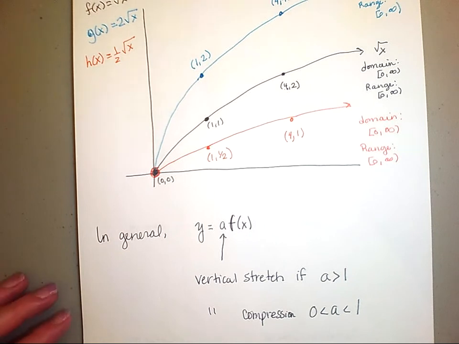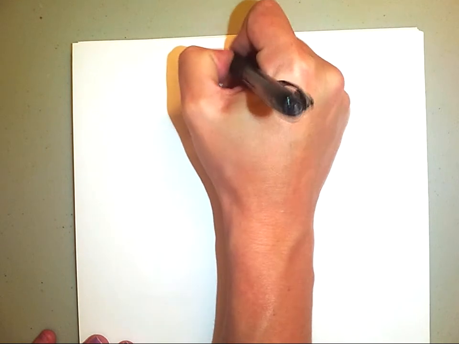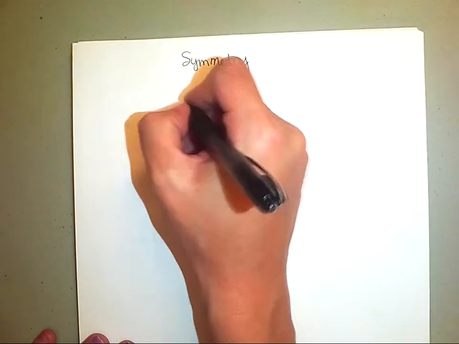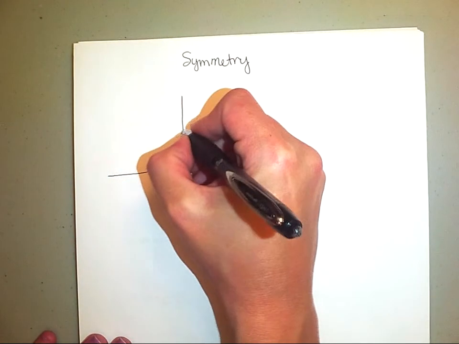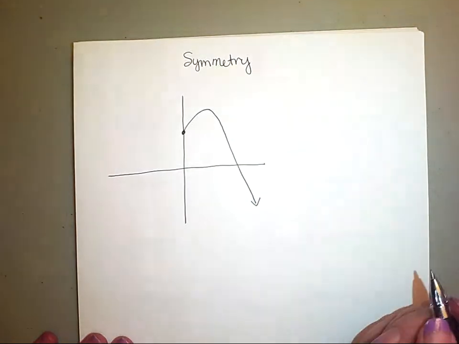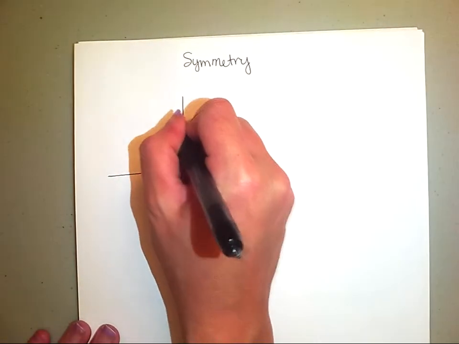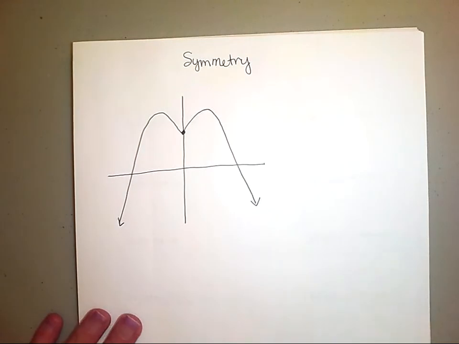So that is how you translate functions. We also need to talk about symmetry of graphs. So let's say we have, so the word symmetry means sameness. So let's say we have this graph. It looks like so on this side of the x-axis, and it looks like so on the other side of the x-axis.